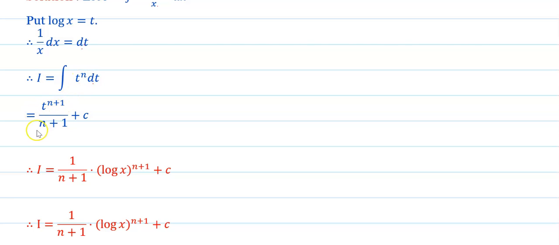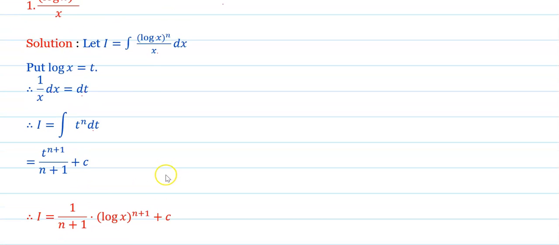t raised to n plus 1 upon n plus 1 plus c, and then replace the value of t. What is t? t is log of x, and hence I is equal to 1 upon n plus 1 into (log of x) raised to n plus 1 plus c, and this is the answer. Okay, you can see this. पुन्हा बघू शकताय तुम्ही.